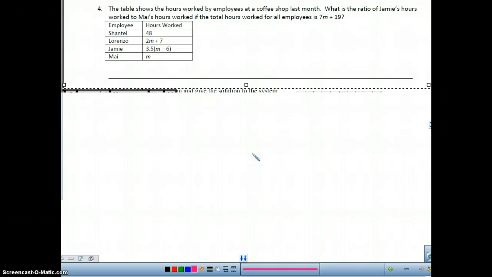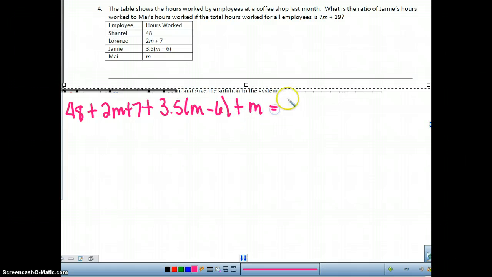is 7M plus 19? Well, I kind of like how you said equals because that's exactly what that means. So we're going to take all of these hours, we're going to add them up, and we're going to set them equal to this right here. So let's go ahead and get started with that part. We have 48 plus 2M plus 7 plus 3.5 times M minus 6 plus M, and all of that is equal to 7M plus 19.